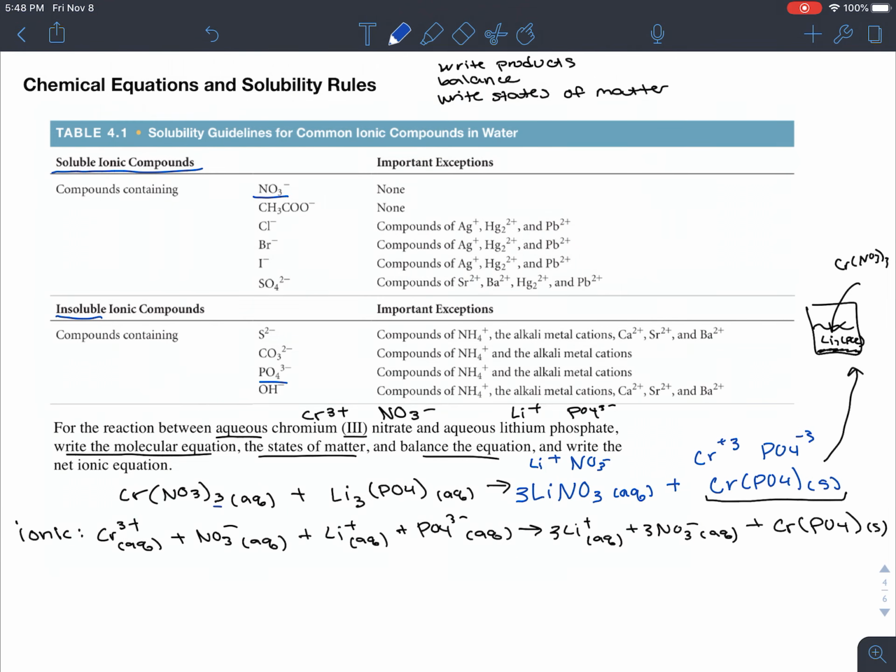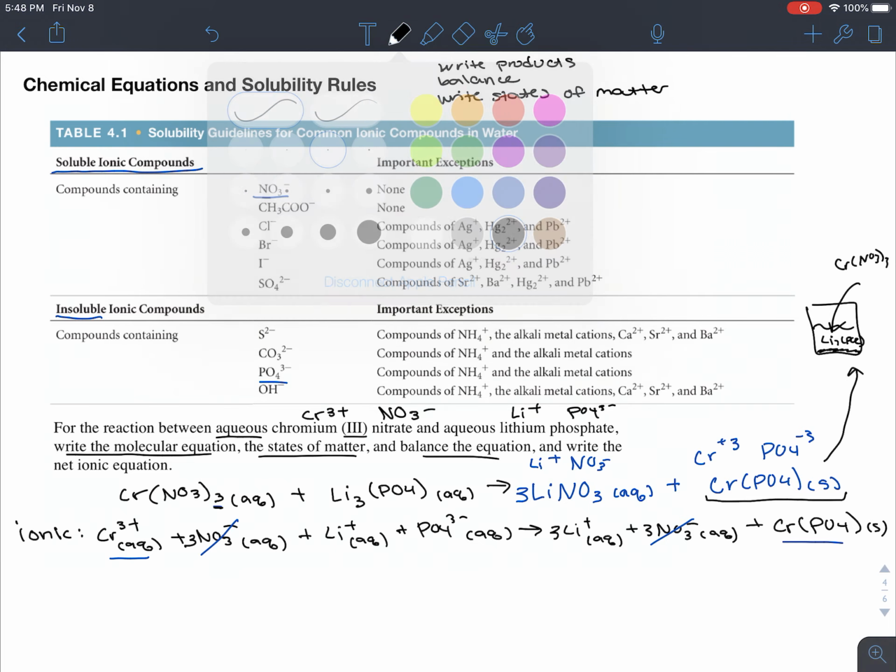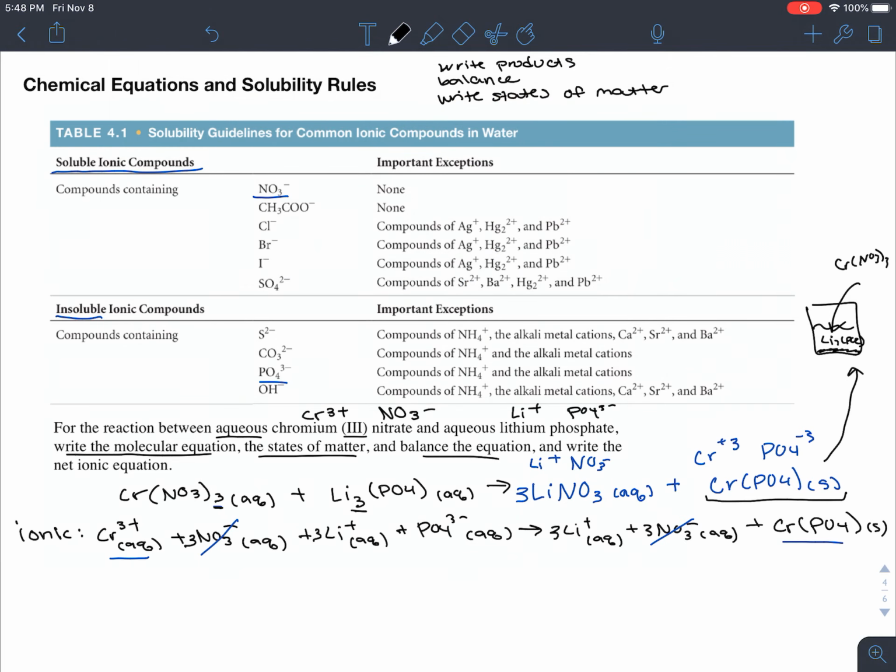It's not aqueous. Then you cancel out your spectator ions, anything that's the same on the right and the left side, to let just your net ionic equation show what actually made your product. I know I have chromium ion here, but I do not have chromium ion here. I have it as a compound. I have nitrate and nitrate, and I forgot to add my 3 nitrates here. So good check here. Because I have a 3 here, I need to have a 3 here. I made the exact same mistake with lithium, 3 here as well. So 3 nitrates, you have 3 lithiums.